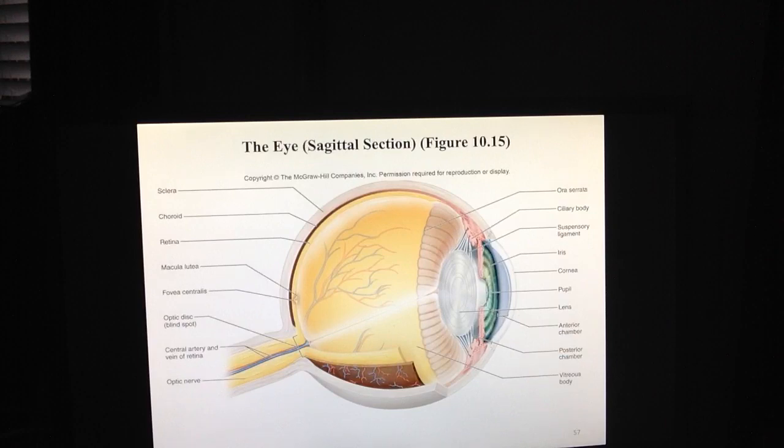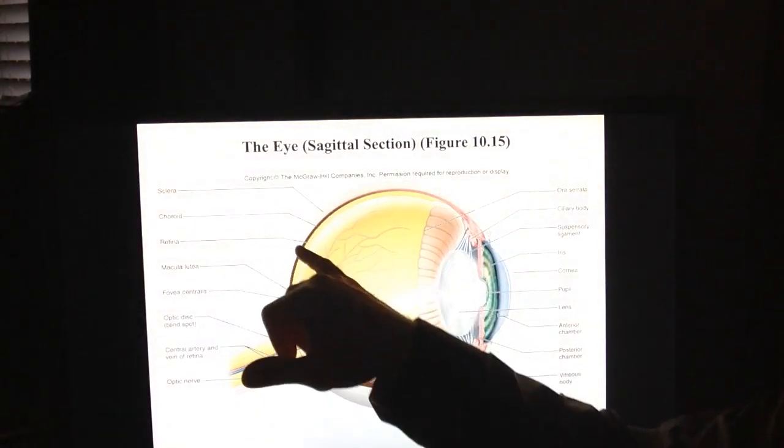This diagram, every single structure is on the online lecture quiz for Chapter 10. There are 3 different questions, and it has drag and drops for all of these structures. First, the 3 layers of the eye.